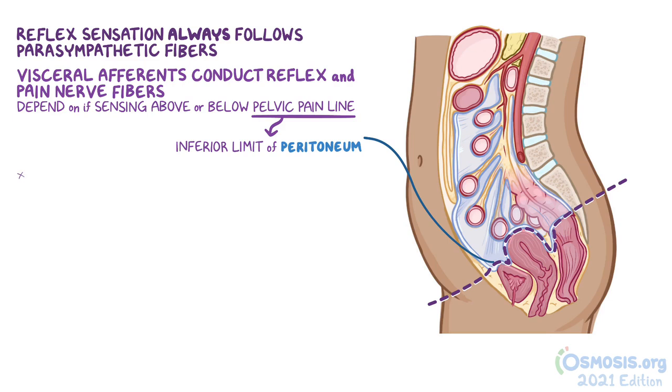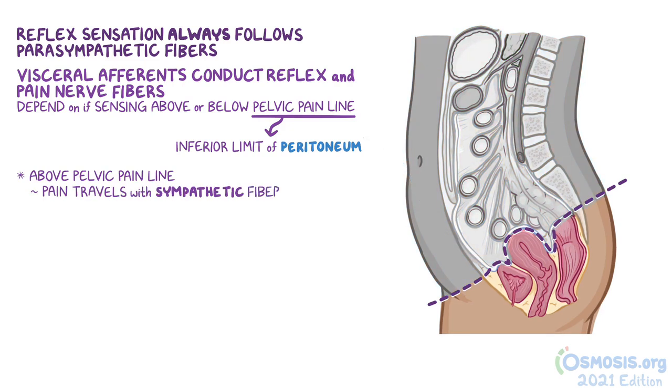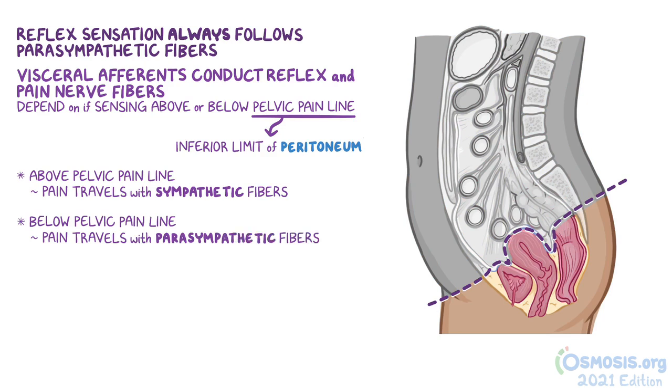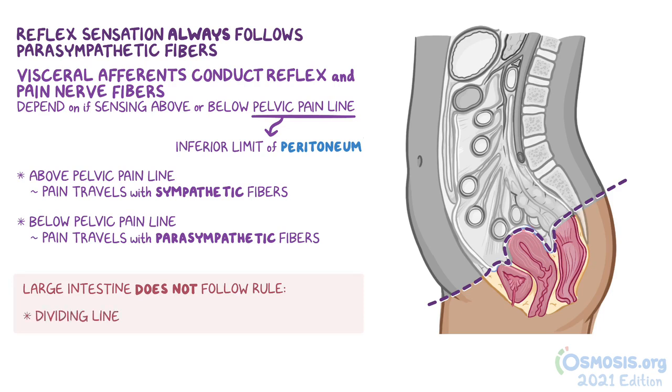Now, recall that for structures above the pelvic pain line, or in contact with the abdominal peritoneum, visceral afferents sensing pain travel with sympathetic fibers, whereas for structures below the pelvic pain line, typically subperitoneal pelvic viscera, visceral afferents sensing pain travel with the parasympathetic fibers. However, an exception to this is that the path of the visceral afferents sensing pain for the large intestine does not follow the pelvic pain line rule we just described, and instead the dividing line on whether pain travels with sympathetic versus parasympathetic is determined by a line going through the middle of the sigmoid colon instead of the pelvic pain line.